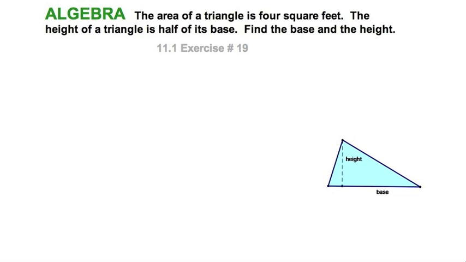You've got base and height. We're solving for this. Again, the height is half the base. So let's see what we've got here. We know the formula for the area of the triangle. 1/2 base times height is the area. And in this case, we know that the area is 4 square feet.